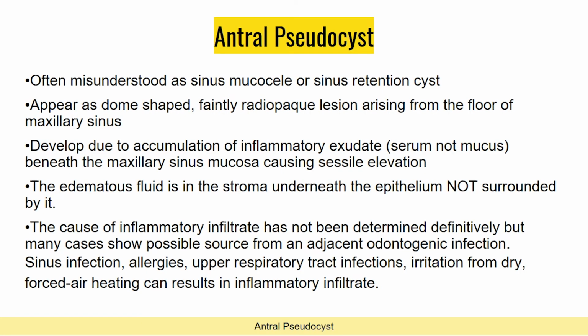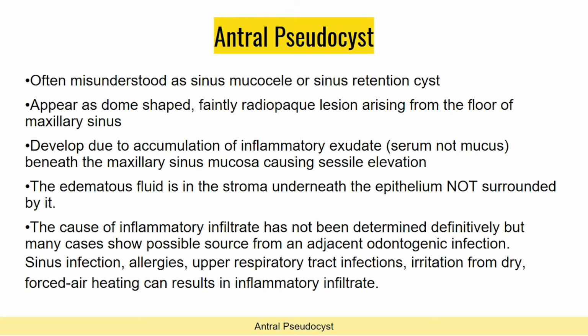Now I'll continue with another inflammatory non-odontogenic cyst, which is antral pseudocyst. Antral pseudocysts are often misunderstood as sinus mucocele or sinus retention cyst. It appears as a dome-shaped, faintly opaque lesion arising from the floor of the maxillary sinus. It develops due to accumulation of inflammatory exudate beneath the maxillary sinus mucosa, causing a sessile elevation. The inflammatory exudate formed is in the form of serum but not mucus.